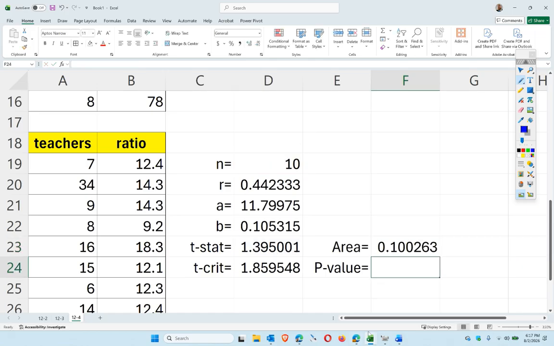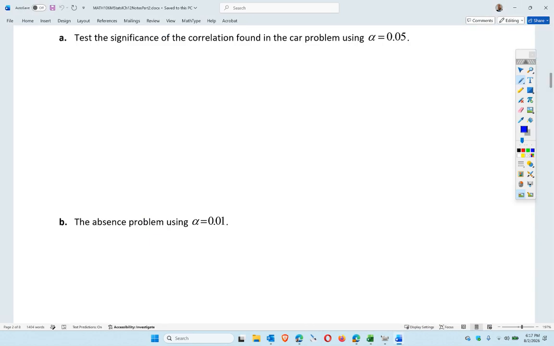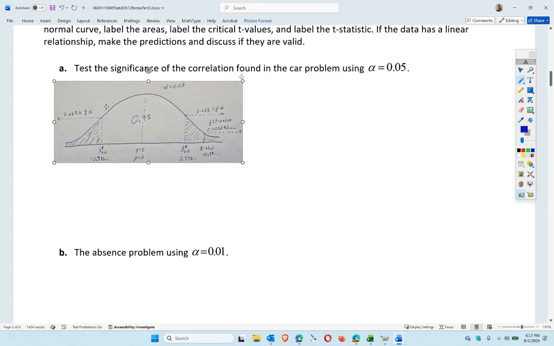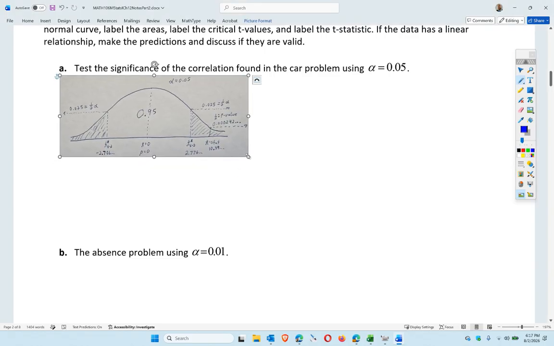Okay, so let's look at our picture now. Let's see if I can get my 3 pictures drawn here. Okay, so the first picture.